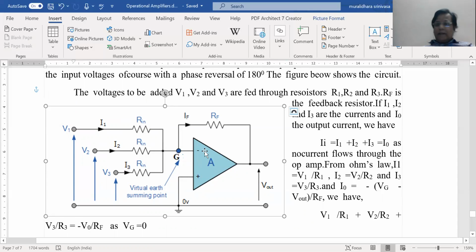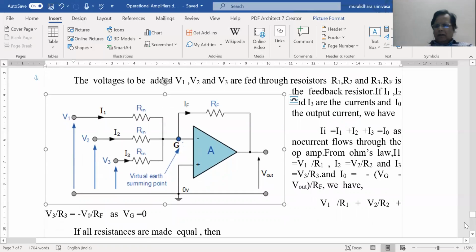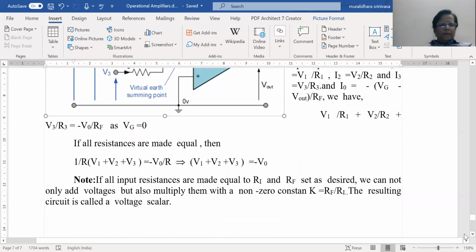It takes no current. It has an infinite input impedance, assuming the ideal characteristic. So all these currents are now flowing through RF into the output. Therefore, if you call this current IF, then IF is equal to (VG minus V0) by RF. And what are these currents? I1, I2, I3: V1 by R1, V2 by R2, V3 by R3.